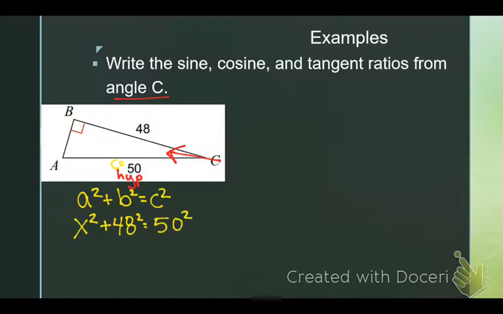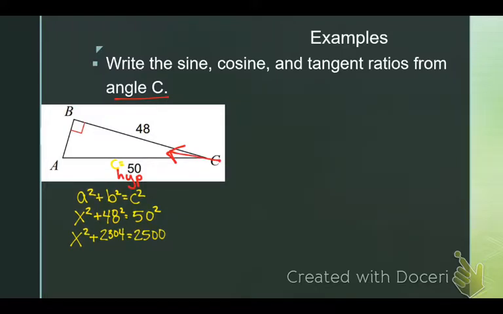Your calculator does this very quickly. 48 squared is? 2,500. Oh, you said 48 squared. Yeah, it's okay. 50 squared is 2,500. I'm going to make this a little smaller. All right, so what's my next step to solve for the missing side? Subtract 2304.